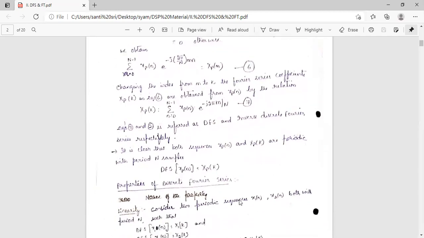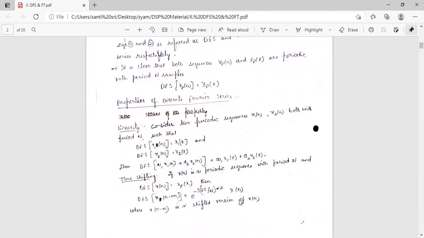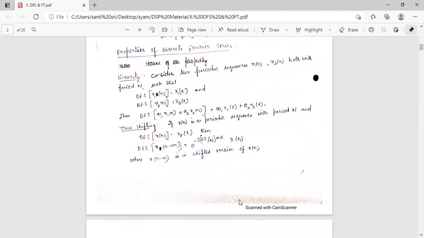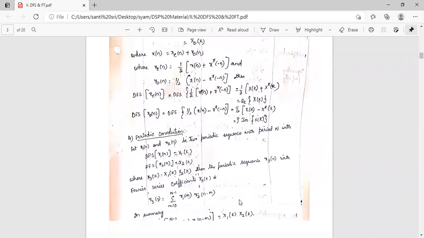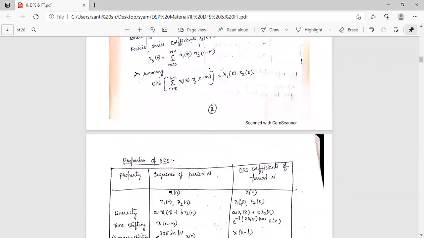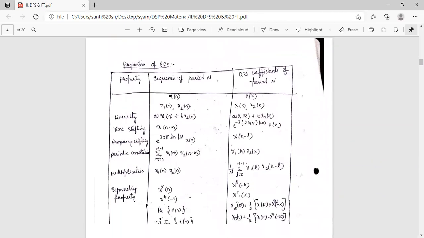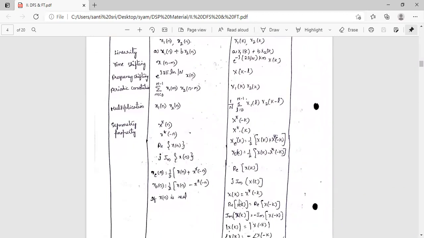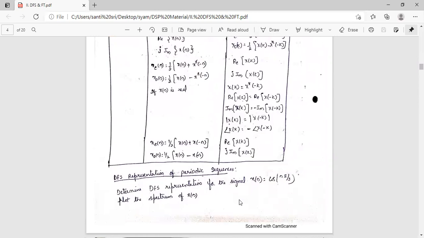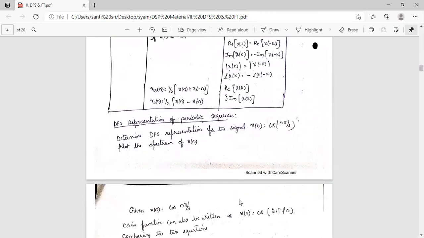So coming to the properties of the discrete Fourier series, these are common properties: linearity property, time shifting property, symmetry property, and periodic convolution. These are all the properties of DFS. And we already discussed this tabular form also: linearity, time shifting, frequency shifting, periodic convolution, multiplication, symmetry property. So these are the properties. Next, we discussed the discrete Fourier series representation of periodic sequences.